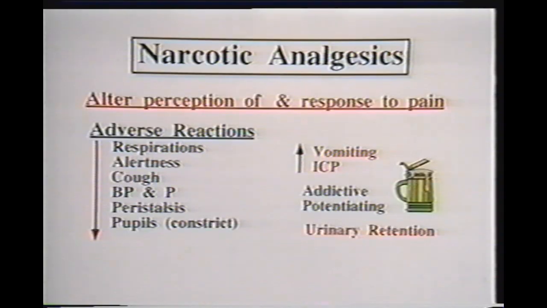A couple more comments about narcotics. Narcotics will cross the placenta. So it's very important when we're giving this to women who are laboring, for instance, that we give it at least 2 hours before delivery, so that we don't have a sleepy baby as well. You might be asked to check the pupils because narcotics will cause the pupils to constrict.